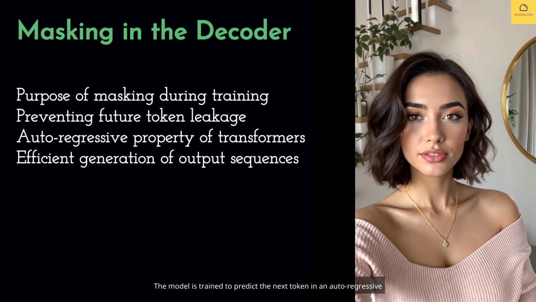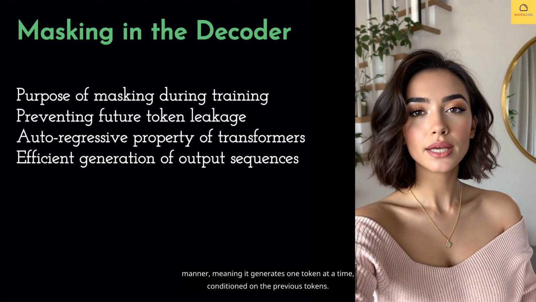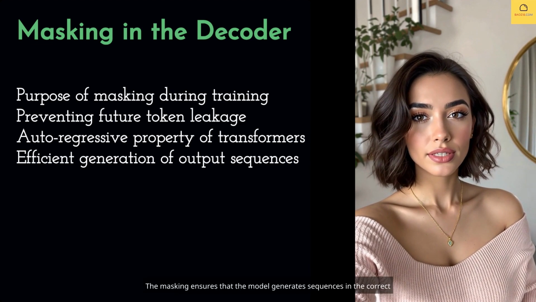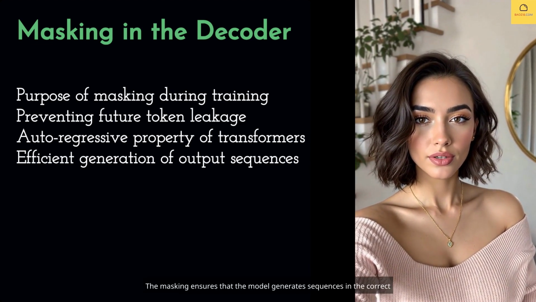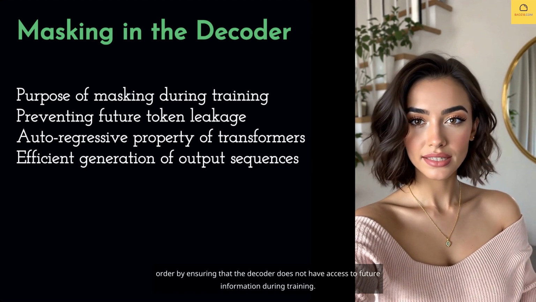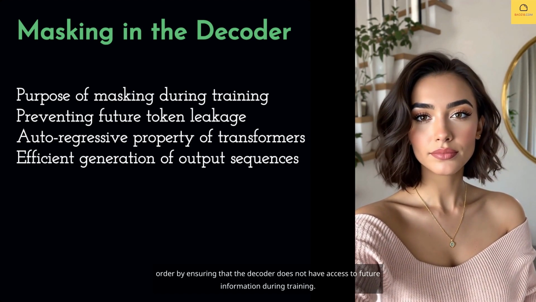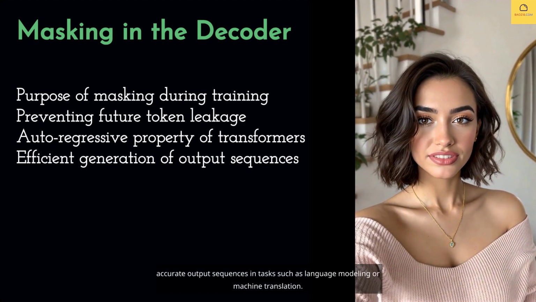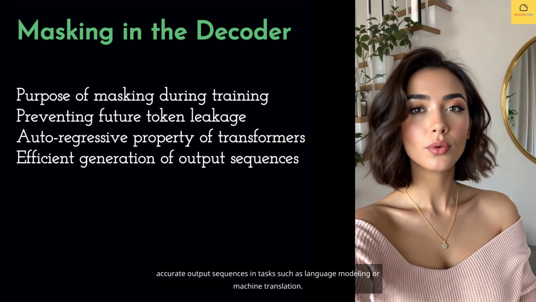The model is trained to predict the next token in an autoregressive manner, meaning it generates one token at a time, conditioned on the previous tokens. The masking ensures that the model generates sequences in the correct order by ensuring that the decoder does not have access to future information during training. This technique allows the transformer to generate coherent and accurate output sequences in tasks such as language modeling or machine translation.